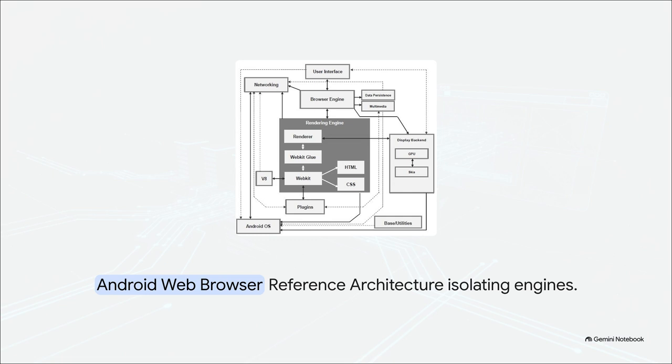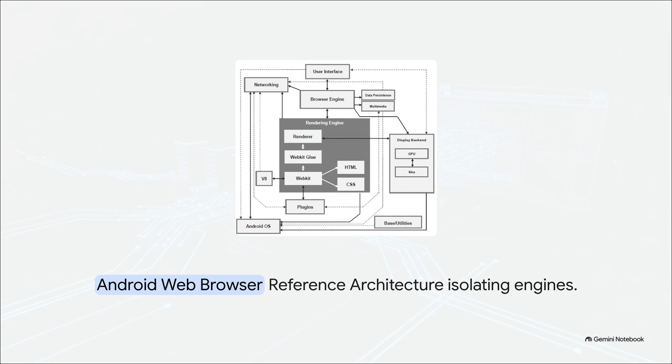Notice how the networking component operates completely independently from the main browser engine. It funnels incoming data straight into the isolated rendering engine. Inside that engine, you'll spot critical subcomponents, like WebKit handling the HTML and CSS, sitting right alongside the isolated V8 JavaScript interpreter. Modern browsers use this multi-process architecture for a really good reason.